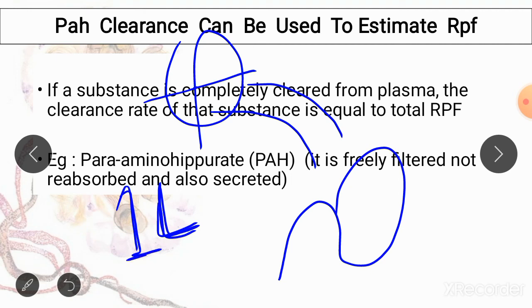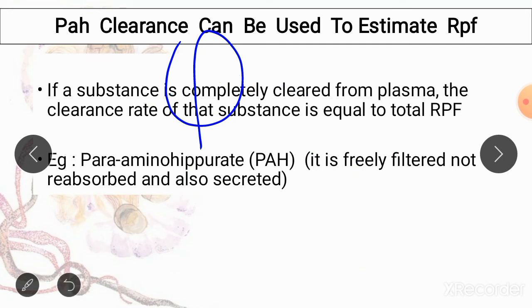And we already know that 40 to 45% of blood comprises cells, while 60% comprises plasma. So your renal blood flow per minute is 1 liter. Out of this 1 liter, around 600 mL comprises plasma. So your renal plasma flow is around 600 mL per minute. Now if you need to calculate the renal plasma flow of a person, the substance which is used is PAH.